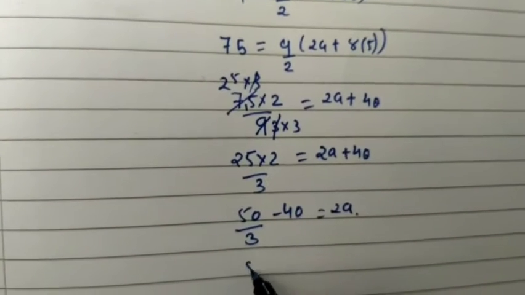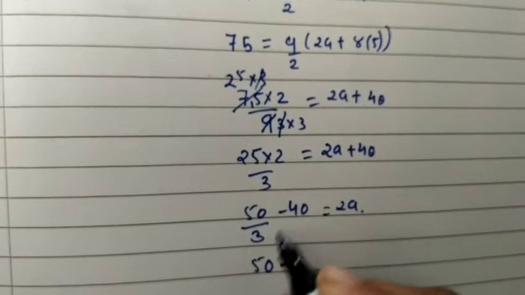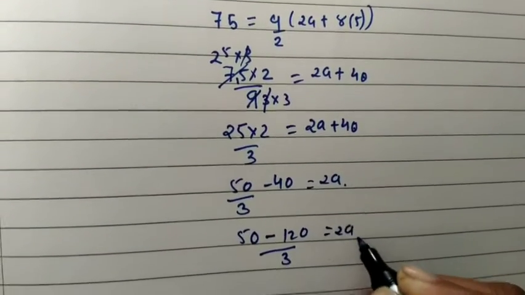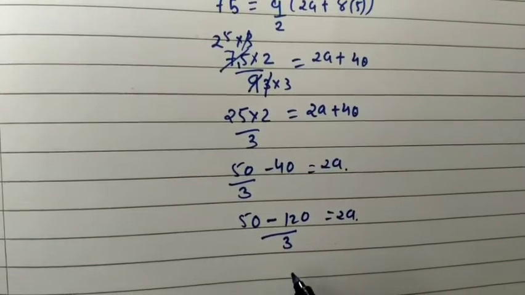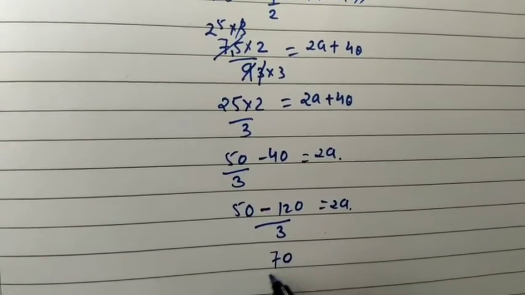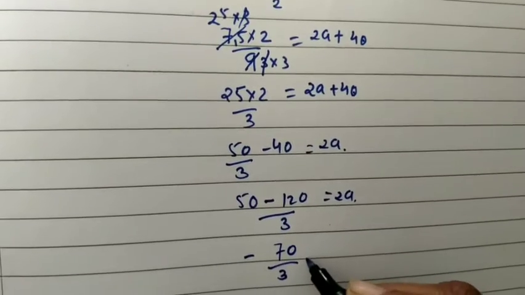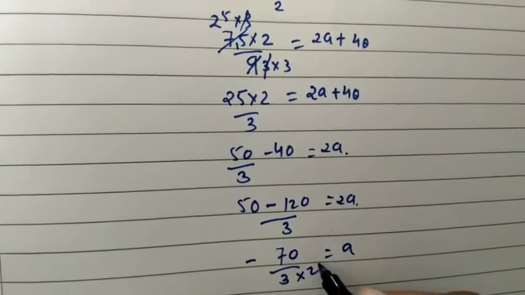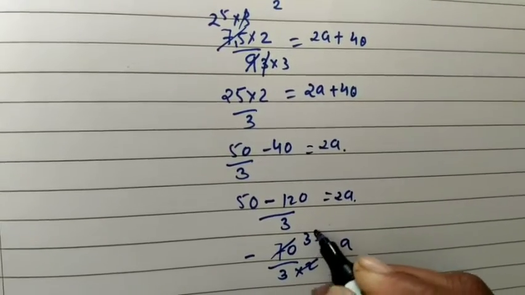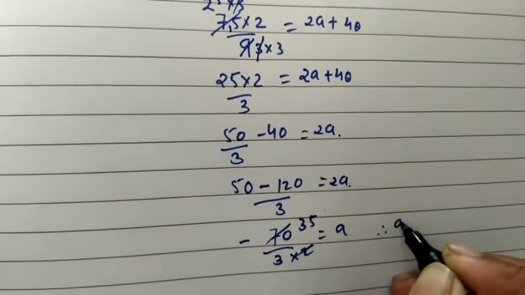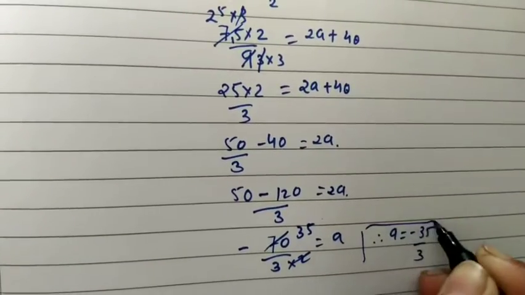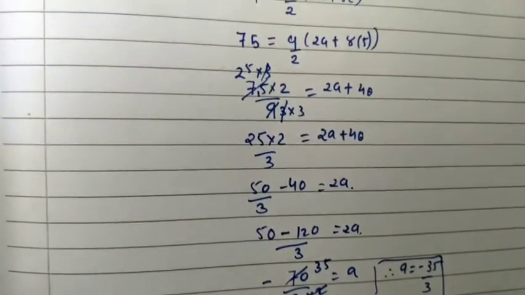Let us take the LCM over here. So it will become 50 minus 4 3s are 12, 120 divided by 3, and that is equal to 2a. 120 minus 50, 70 by 3, and that minus. And this 2 we will take down, so this will become a. Now here we get 35 2s are. So here we got a is equal to minus 35 by 3. So this is the concept. We got a over here.